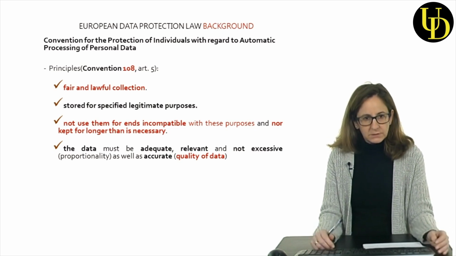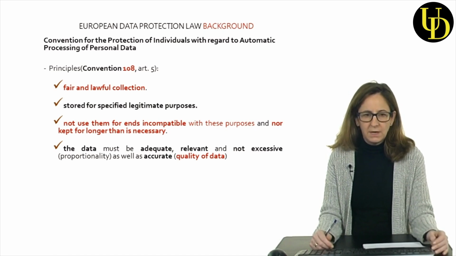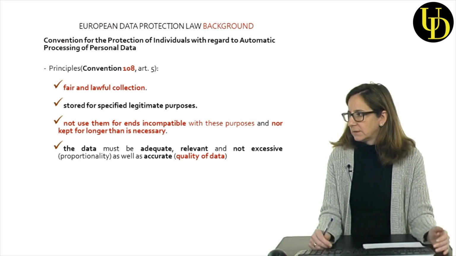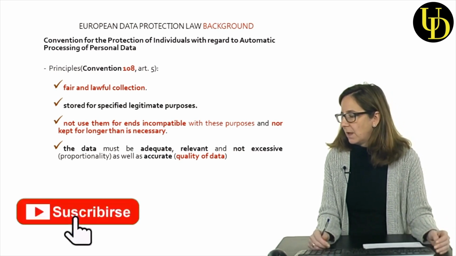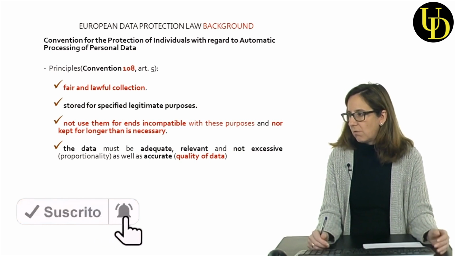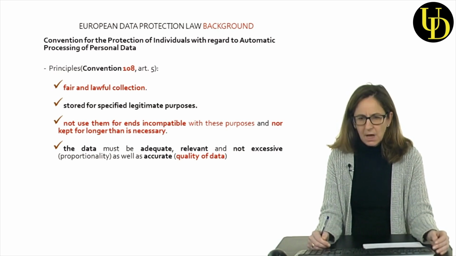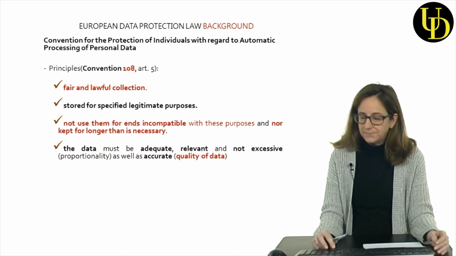The principles of the Convention for the Protection of Individuals with regard to the automatic processing of personal data are in Article 5 of Convention 108. For example, fair and lawful collection, or the data must be adequate, relevant, and not excessive, as well as accurate.